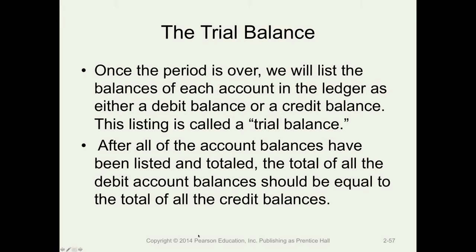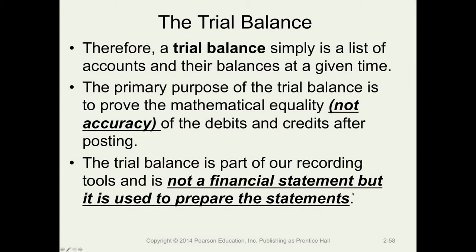So let's take a look at what we mean by a trial balance. At the end of the accounting period, we're going to list all of the accounts in our general ledger in the debit and credit columns, and this listing is known as a trial balance. After all of the accounts have been listed, the total is taken, and of course, debits should be equal to credits. Now, by doing this, you should note that the trial balance is really nothing more than just a listing of all of the accounts in the ledger in their debit and credit columns.